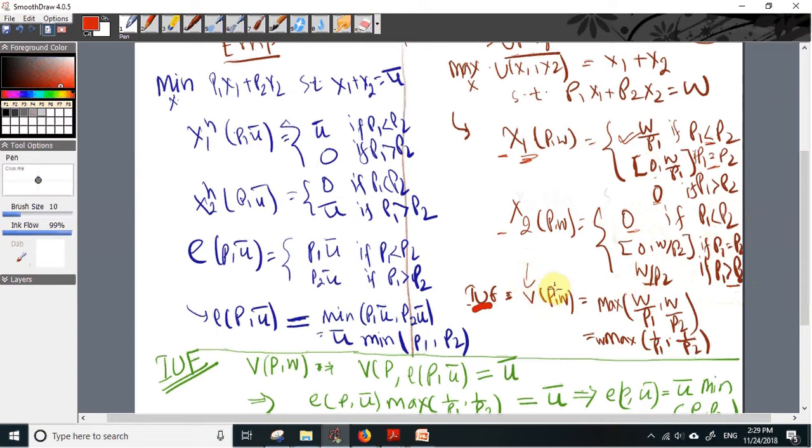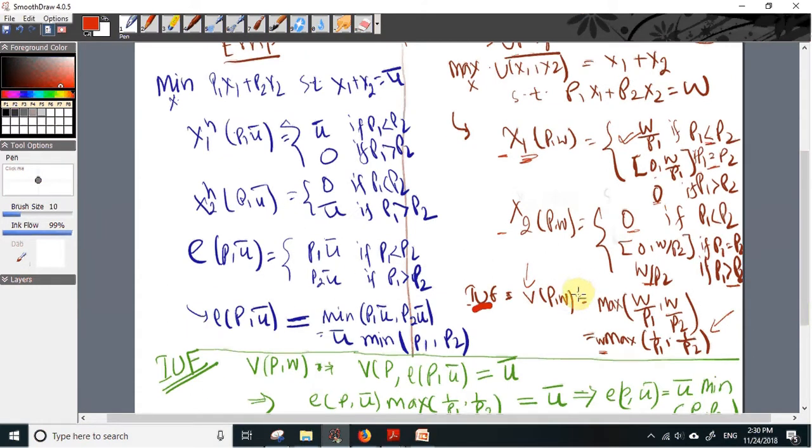So from this we can derive the indirect utility function as we have done before in the video. The indirect utility function is simply the maximum of the two cases. The consumer will choose the one which gives the maximum of the two, so max of W over P1, W over P2. So this is W times max of 1 over P1 and 1 over P2. We will utilize this indirect utility function to derive the expenditure function in a minute.